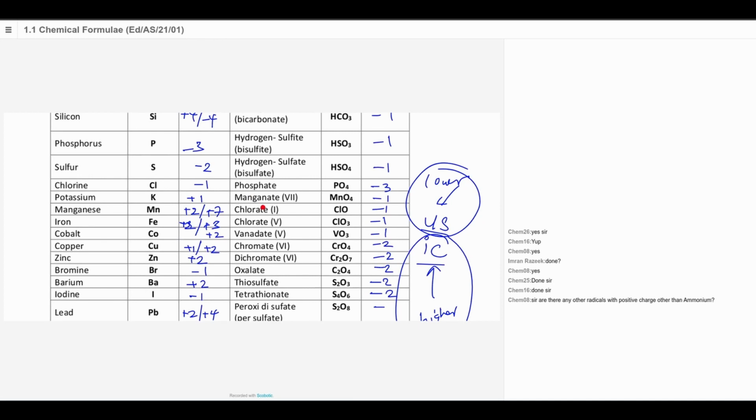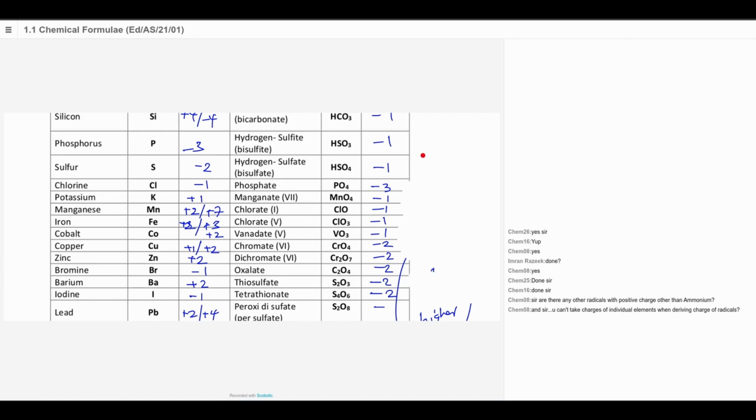Phosphate is -3. Manganate 7. Now, what's this 7 here? The 7 in manganate 7 refers to the oxidation state of manganese. You can work it out. For example, permanganate, MnO4. Manganate 7 means the oxidation state of manganese is +7. Always the first element, the metal, is positive. The oxygens total -8, so +7 and -8 is -1.